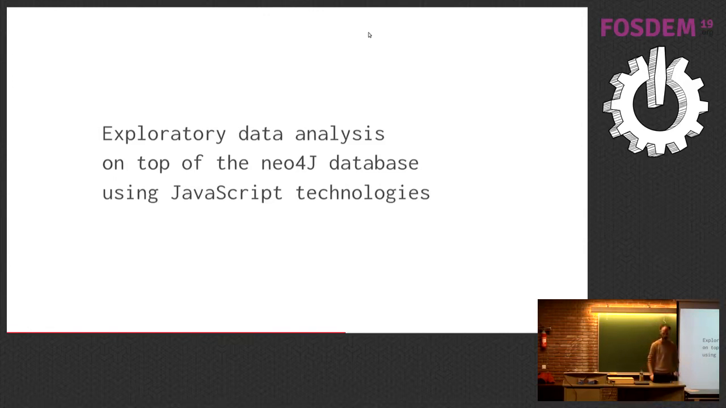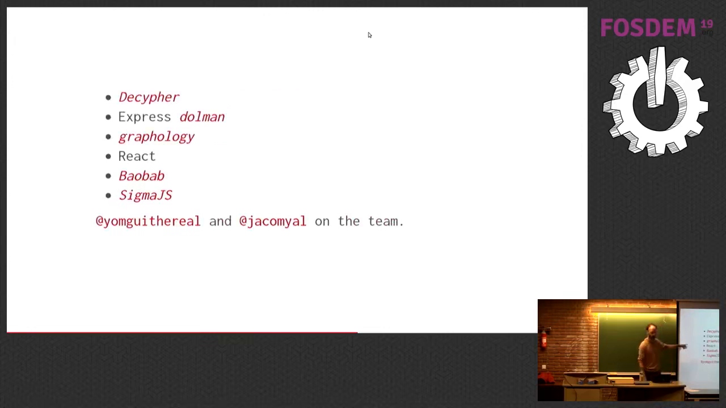So we are using JavaScript technologies. Decipher, I will talk about it just later, is a piece of software from Guillaume, which allows you to build Cypher queries in JavaScript. We use Express, the Node web application framework, but we're surrounded by Dolman, another library from Guillaume. Graphology is a network statistical JavaScript library. We heard about it 2 or 3 talks ago.